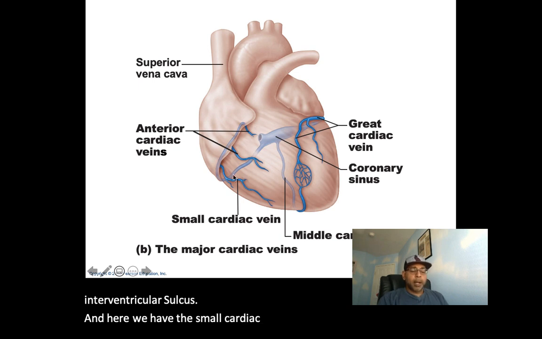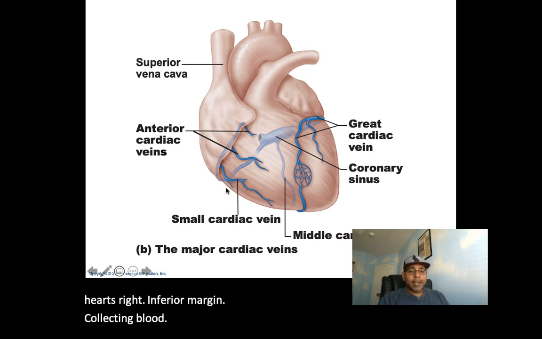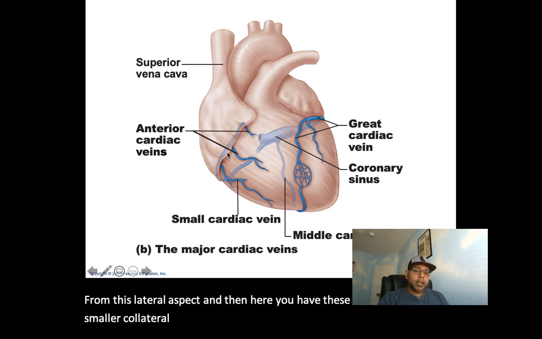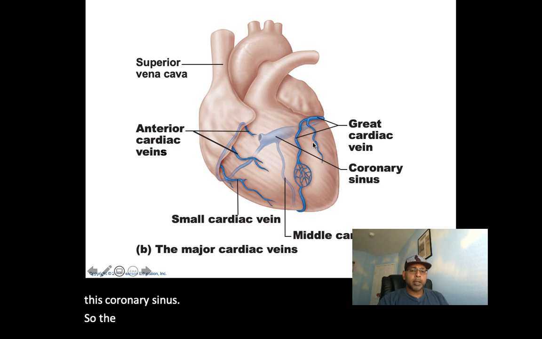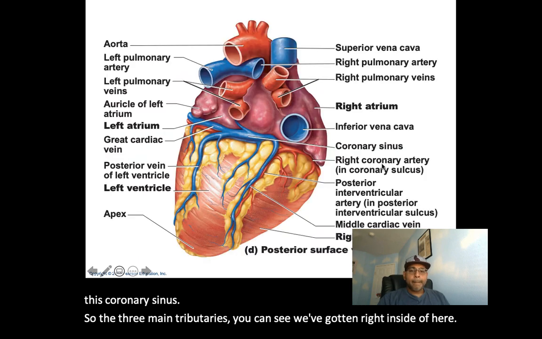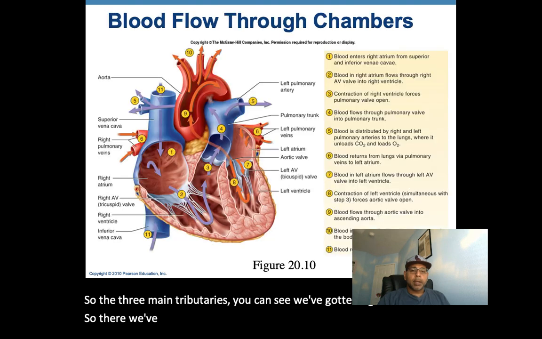And then here we have the small cardiac vein. The small cardiac vein runs along, you can see here, the heart's right inferior margin, collecting blood from this lateral aspect. And then here you have these anterior cardiac veins, smaller collateral branches, basically all emptying and helping to form this coronary sinus. So the three main tributaries you can see we've gotten right inside of here. So there we've taken care of outside and inside.